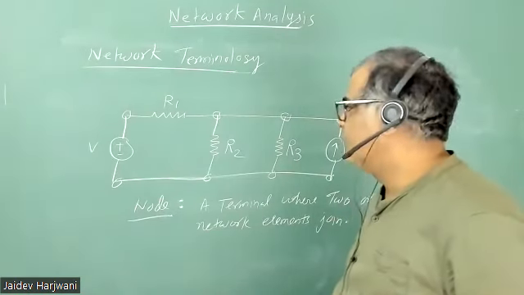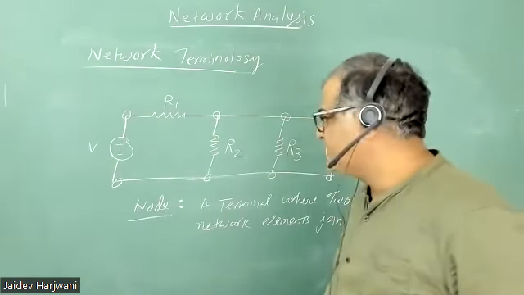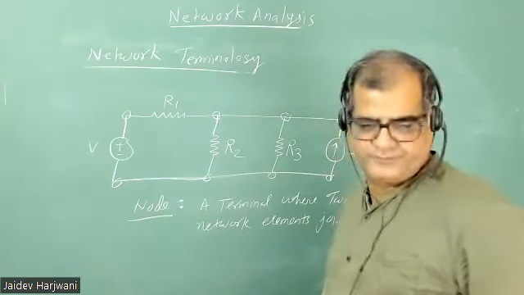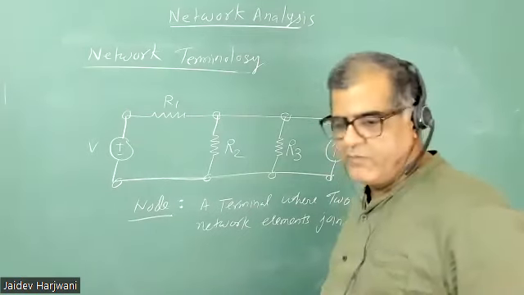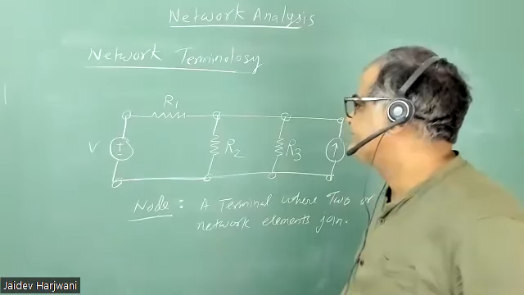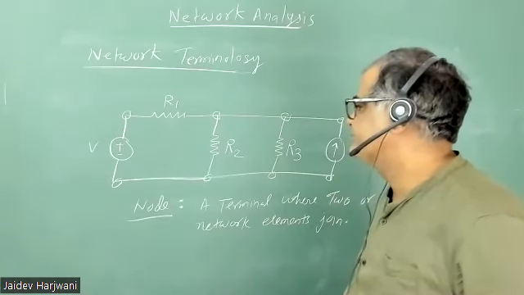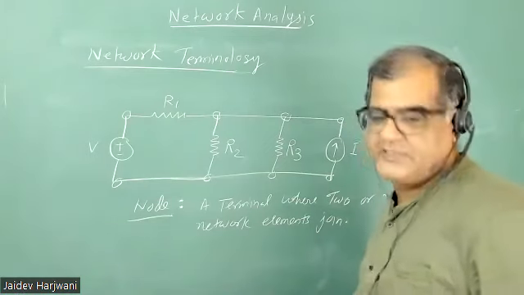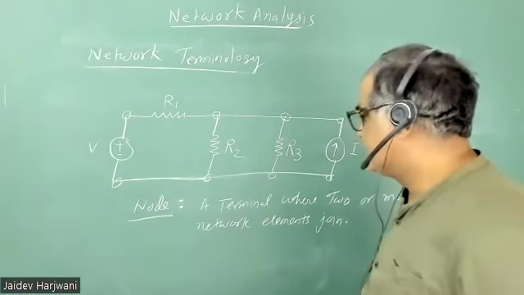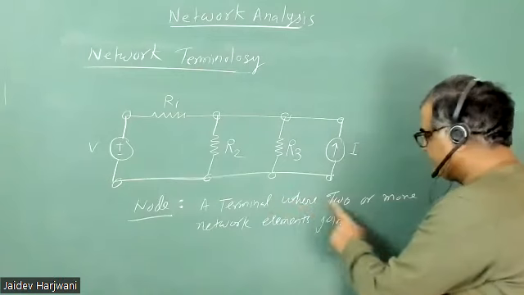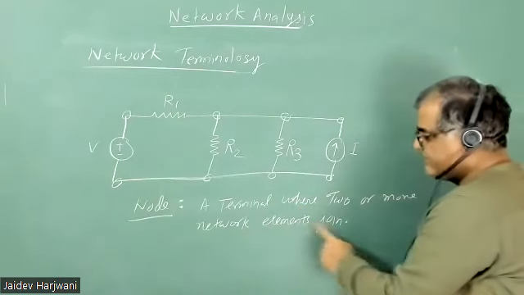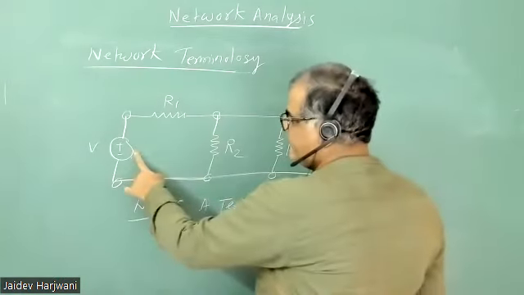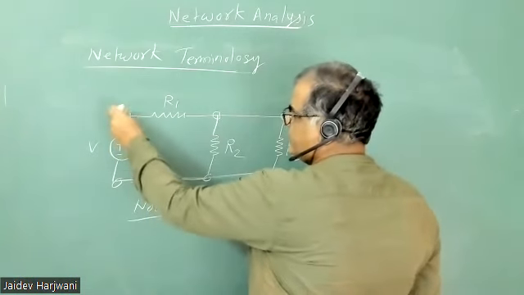Can you count? First tell me how many terminals are there. 8 terminals. And how many nodes are there? Eight nodes? See, eight cannot be nodes. The definition is: where two or more network elements join, that is a node. So this is a network element, and this network is joining. So this is a node.